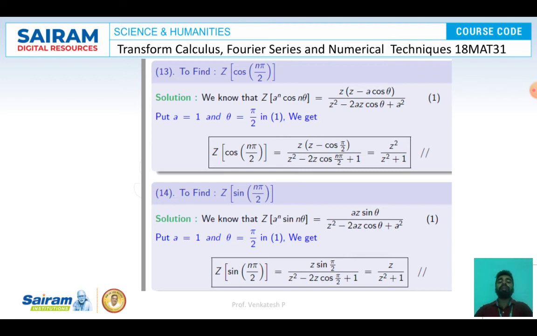So this will be small z into z minus cos pi by 2 divided by z square minus 2z cos pi by 2 plus 1. So this will be equal to z square by z square plus 1, because cos pi by 2 is equal to 0.